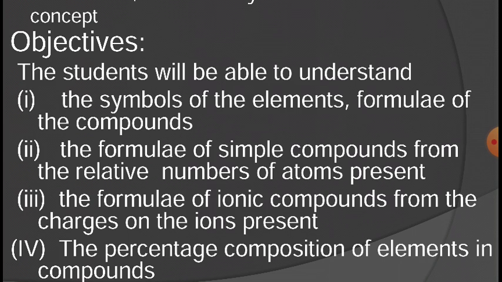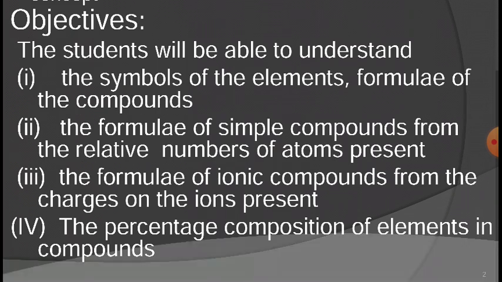The third objective is the formula of ionic compounds from the charges on the ions present. We will be able to understand the importance of the charges on different ions. And the fourth and very important objective for today's lecture is the percentage composition of elements in the given compounds. We can calculate the percentage composition of any element present in a particular compound.